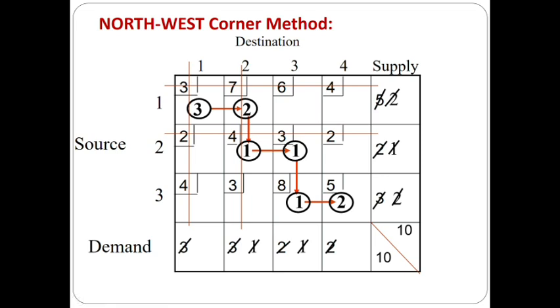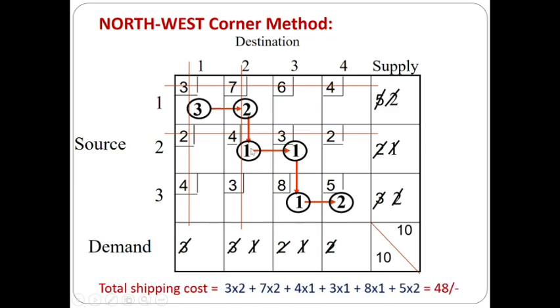Now we have to find out the transportation cost. Total shipping cost is, this is the cost, and this is the number of units to be transported using the particular source and destination. So it is 3 into 3 plus 7 into 2 plus 4 into 1 plus 3 into 1 plus 8 into 1 plus 5 into 2. So total is 48 rupees. So this is how we have to calculate the initial basic feasible solution and the total transportation cost associated with it. This is by using the northwest corner method.